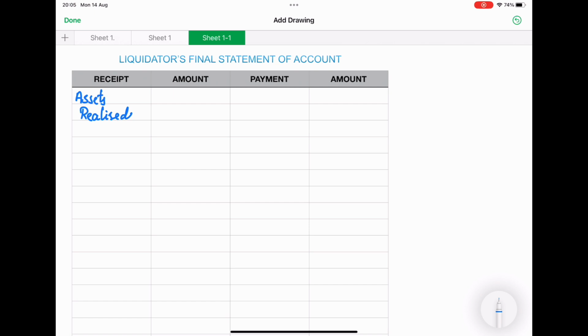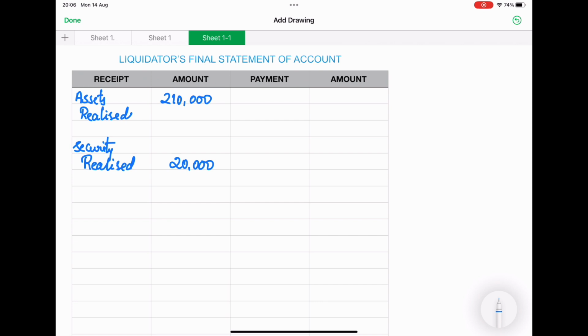Assets realized 2,10,000. Next, in the second paragraph you see secured creditor 17,500, security realized 20,000. So we have to mention security realized 20,000. These are the total receipts or total assets the company has realized.